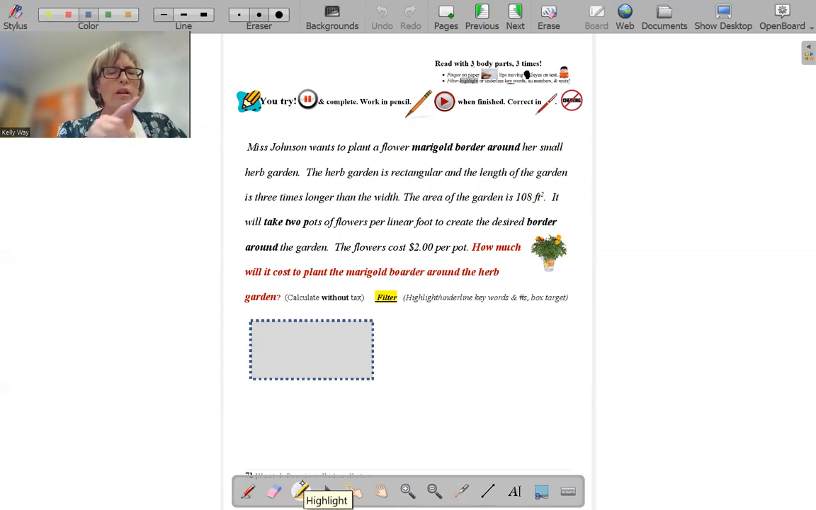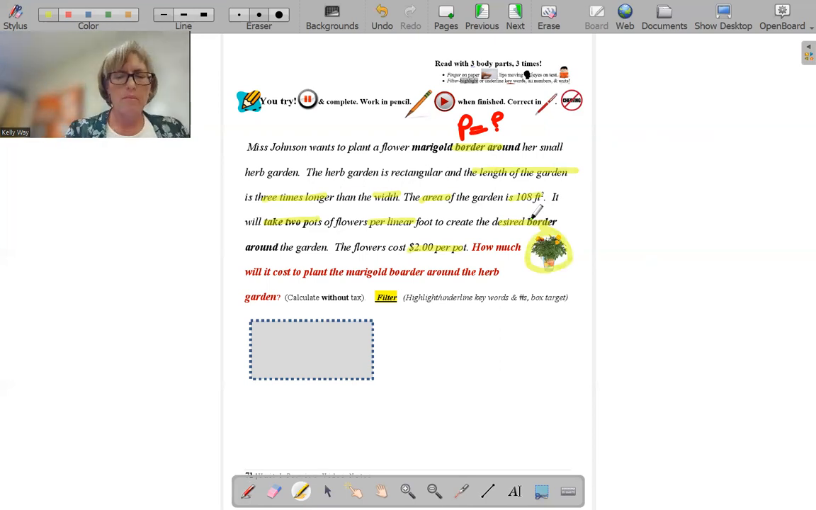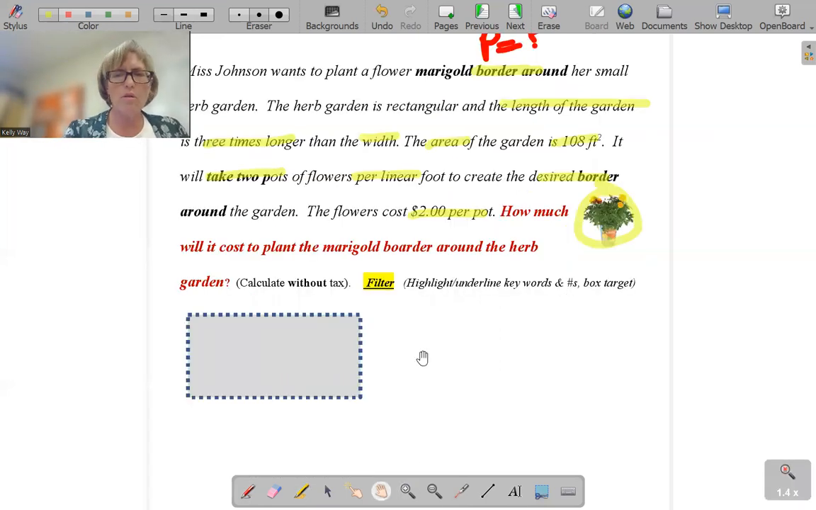Finger track, read out loud. Now we filter. If we want a border, border is a perimeter concept. Length of the garden, 3 times the width. Area, 108 feet squared. 2 pots per linear foot to create a border. Cost $2 a pot of marigolds. Draw, label, list, cross out.